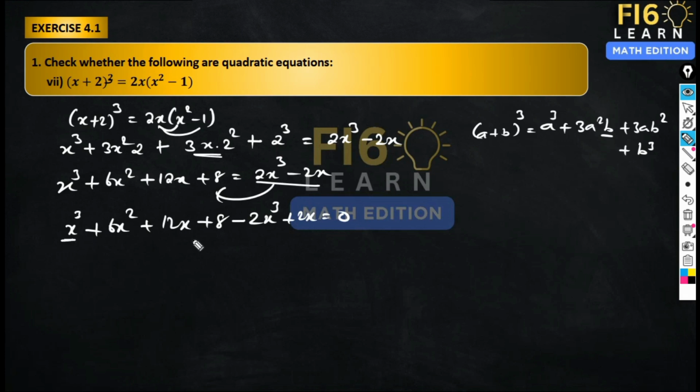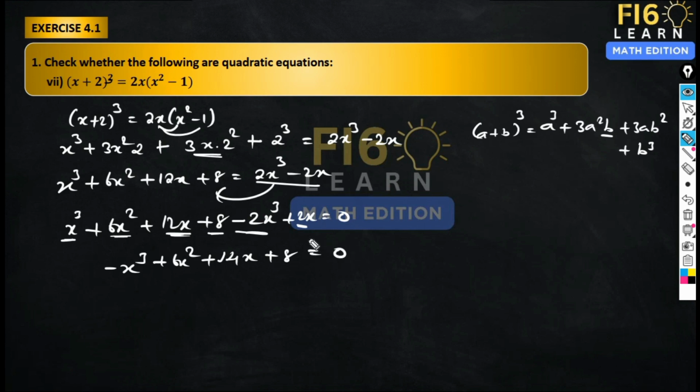You have x cube and minus 2x cube, so both of them will become minus x cube, and then we have 6x square. You can put that directly as it is, no need to change it, because only one term was there with x square. Then you can see 12x and 2x, so you can add them together, they will become 14x, and 8 stays alone, you can put 8 is equal to 0.